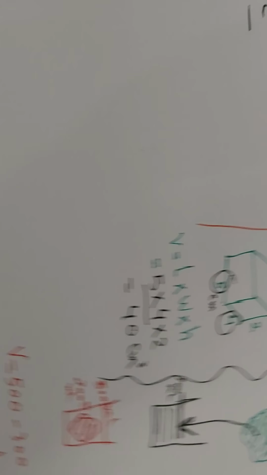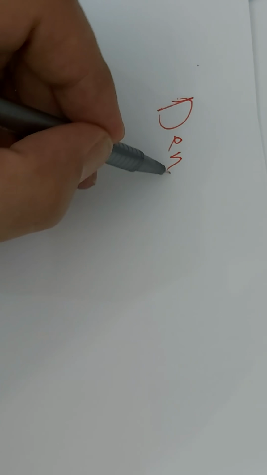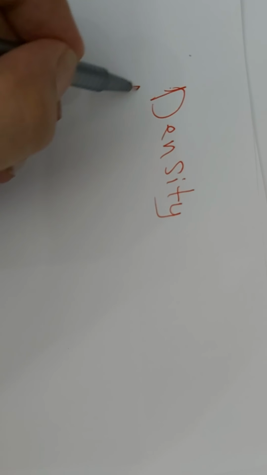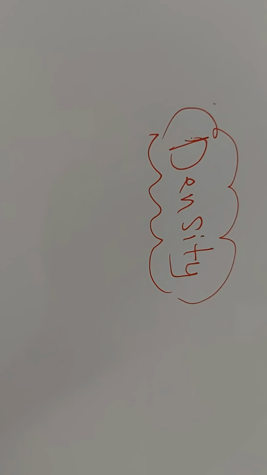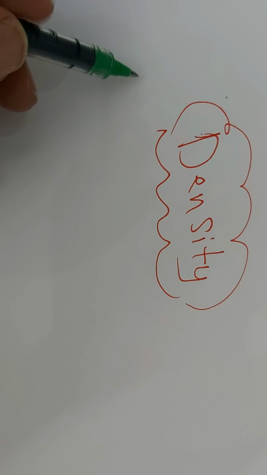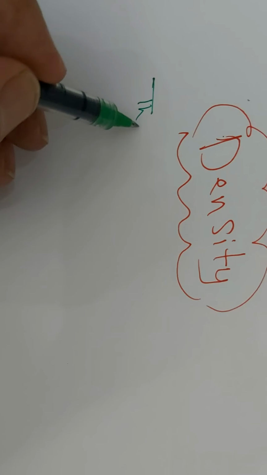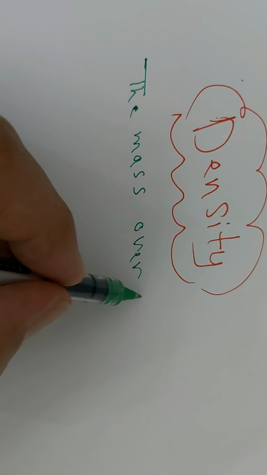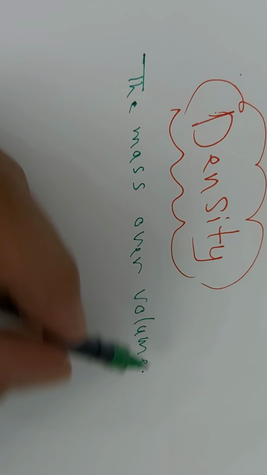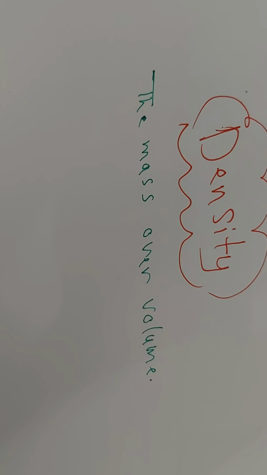Then volume, mass, and density. What is density? Density means the mass of an object over volume, or in a certain volume. So the mass over volume, or the ratio between mass and volume of an object.